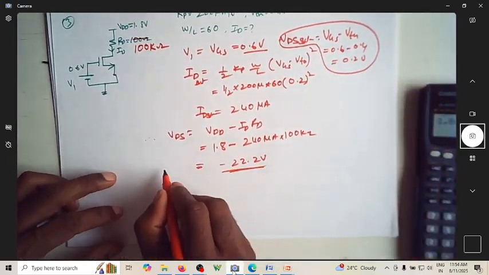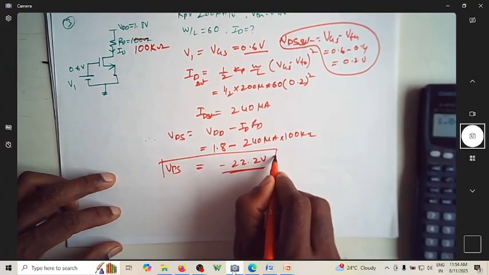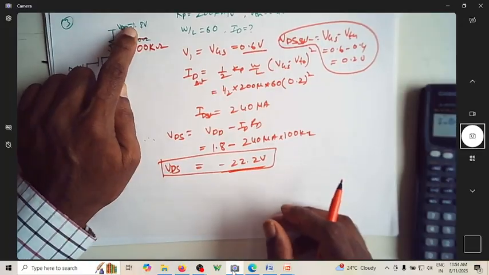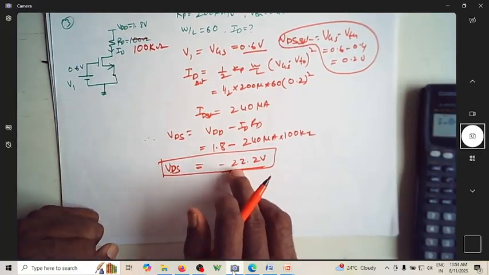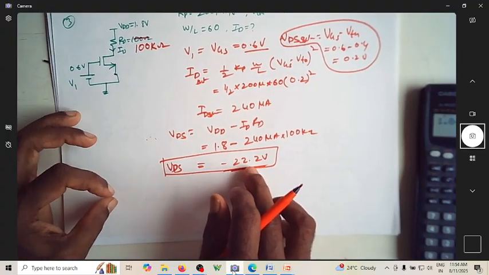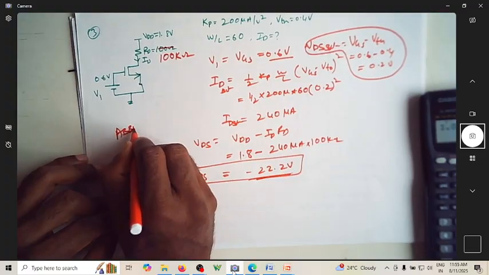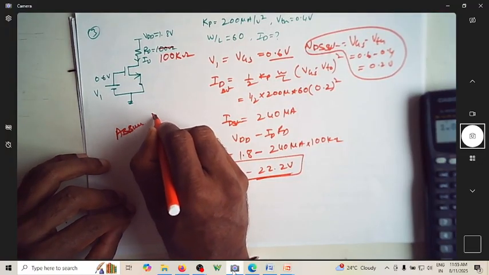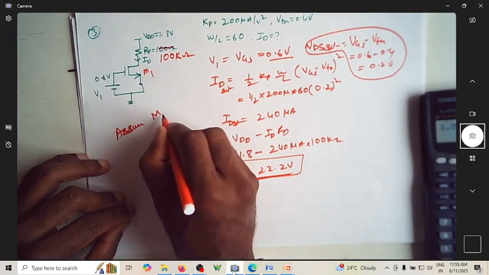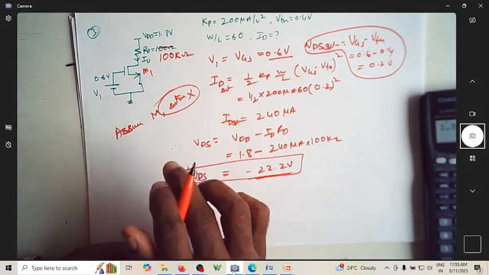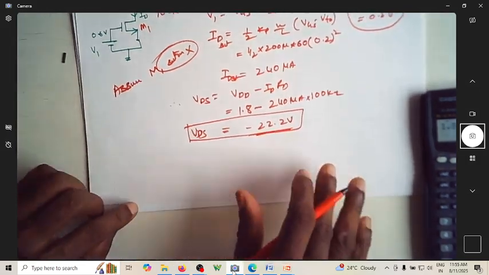Oh, we have this VDS value negative, which is not a possible case. So when you have a supply voltage of positive 1.8, you cannot have VDS as minus 22.2 volts. So our assumption of MOSFET M1 in saturation is wrong. This is wrong. So I have to consider the linear equation.